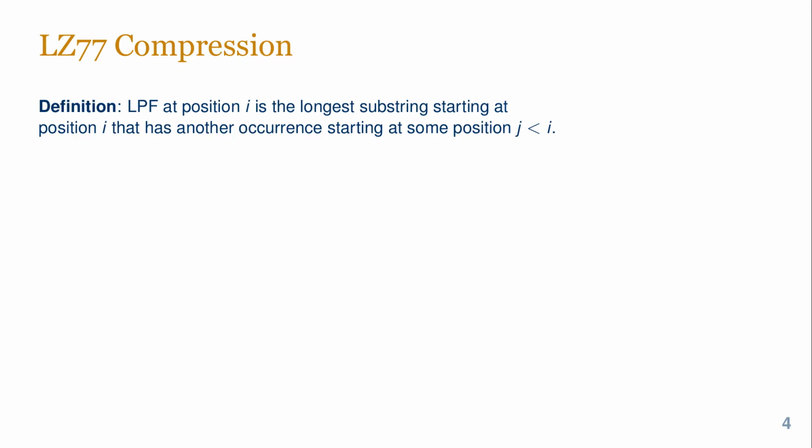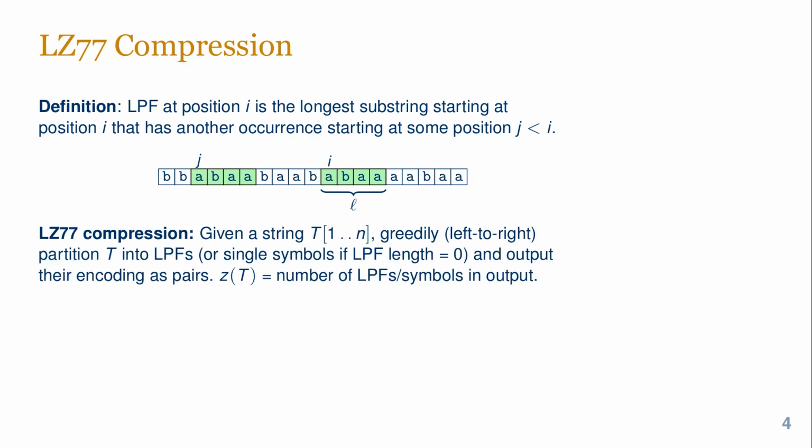Let us formally define LZ77 compression. The key concept in LZ77 is the longest previous factor, or LPF. The LPF at i is the longest substring starting at position i that has another occurrence starting at some position j smaller than i. In the example, the LPF at position i has length 4. The LZ77 compression is then defined as follows. Given a string t of length n, we greedily, that is, left to right, partition the string t into LPFs, or single symbols if the LPF has length 0, and then output the encoding of each LPF, or single symbol, as a pair. By z(t), we denote the number of pairs in the output.